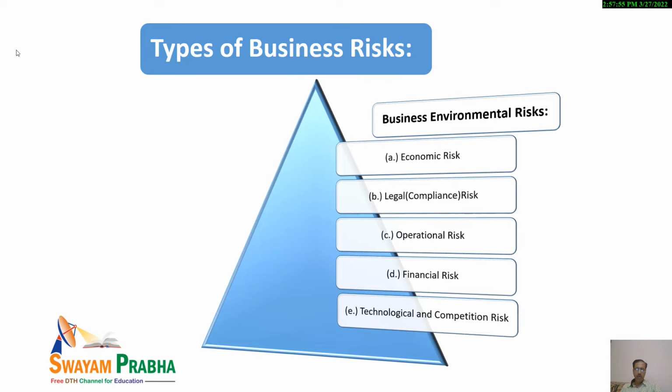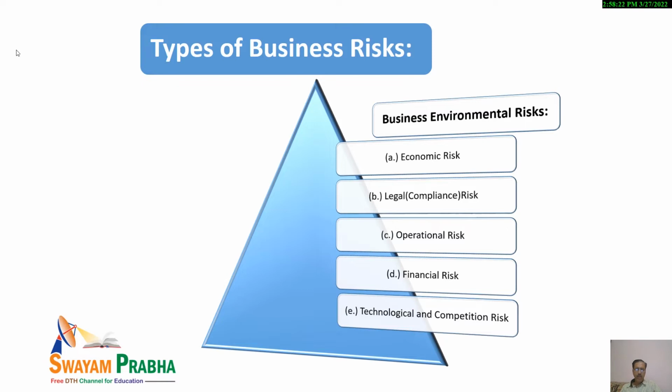First is economic risk. That may be due to the economic environment, various changes that are taking place in the economy, in the banking sector, at a government level. So businesses are subject to these risks, and the company may even go out of business due to economic risk.